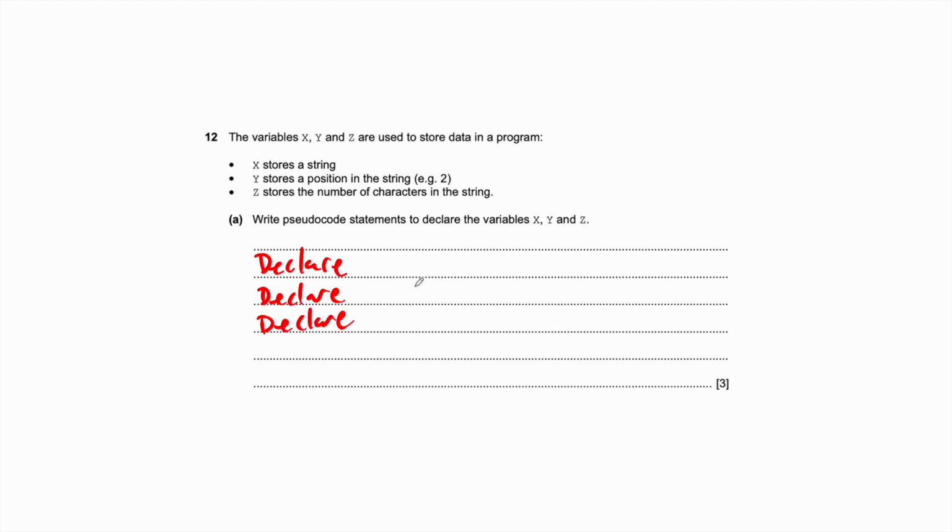I'm going to say that 3 times. And then we need to say the variables. So we've got x, y, and z. And then we say colon, colon, colon, and then we refer back to the question and say x stores a string.